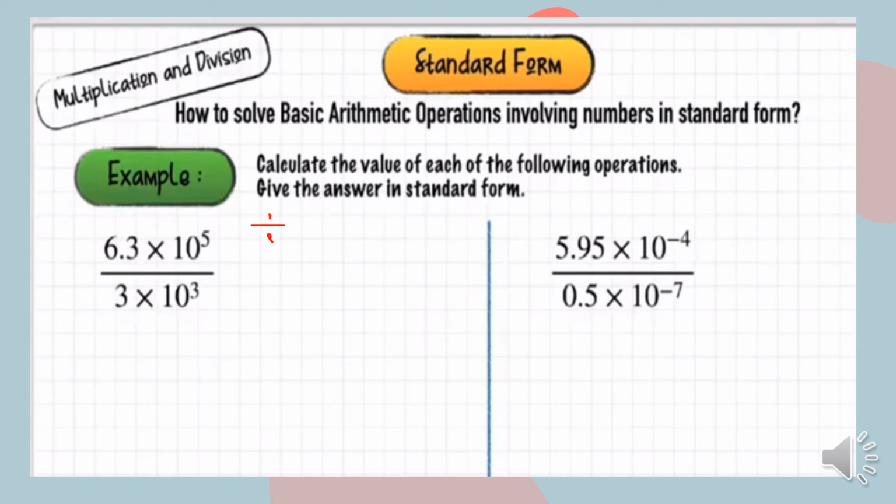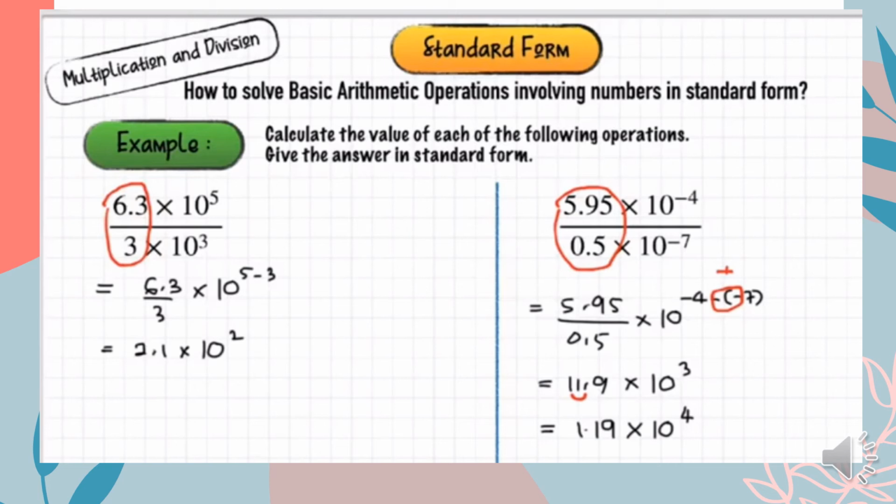I believe you could, because you just do 6.3 divided by 3, and then 10 to the power of 5 minus or plus? Why do we minus? Because it is division, and according to the indices law, if the base is the same and it is a division process, you have to minus. Good job. So 6.3 times 10 to the power of 5 minus 3, and then you got 2.1 times 10 to the power of 2.